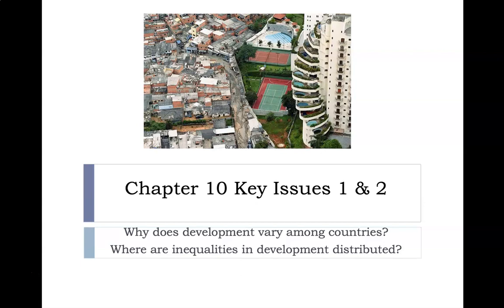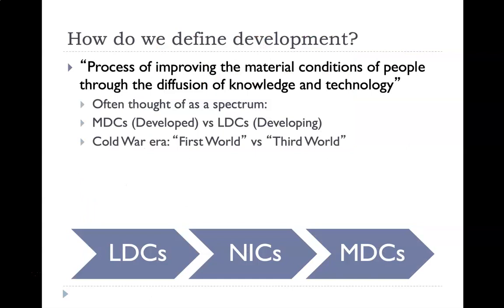So here we go. First question: how do we define development? Here's our GeoNerd version of this: the process of improving the material conditions of people through the diffusion of knowledge and technology. That's a really nice way of putting it, but we can also just get real for a moment and say this is rich countries and poor countries. This is a good quality of life and not a good quality of life. This is places where people want to live and where people don't want to live. These are the haves and the have-nots.